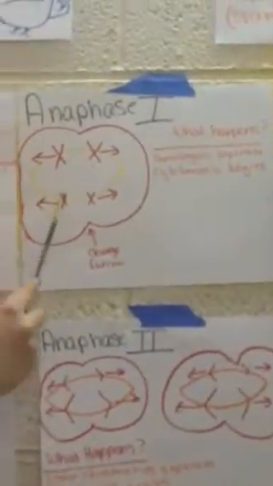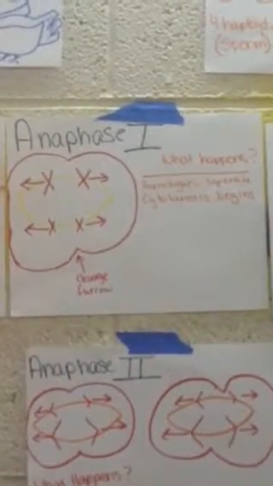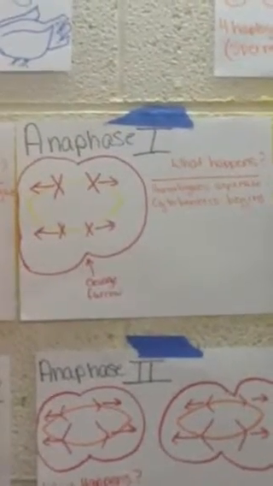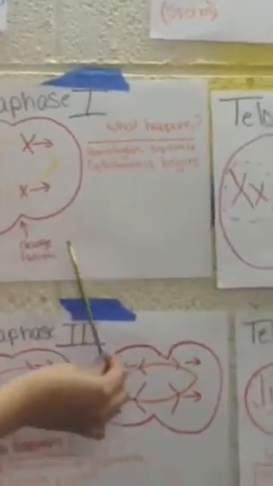Anaphase 1. Homologs separate and are pulled to opposite polar ends of the cell by spindle fibers. This is when cytokinesis begins in late anaphase. Telophase 1. New nuclear envelope forms and cytokinesis continues.